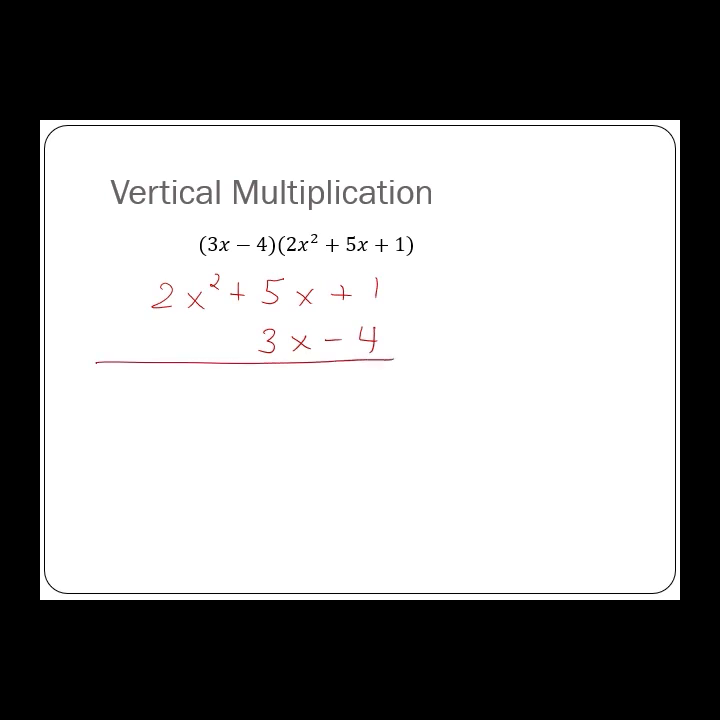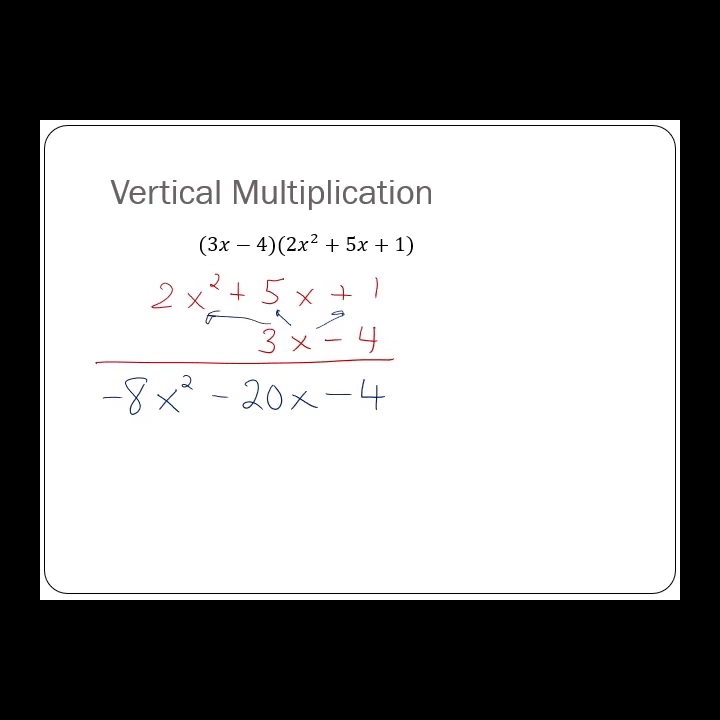I'm going to do negative 4 times 1, and then negative 4 times the 5x, and then negative 4 times the 2x squared. So this is the negative 4 times each one of the things in the top row. And then I'm going to take the 3x and do that times everything in the top row.